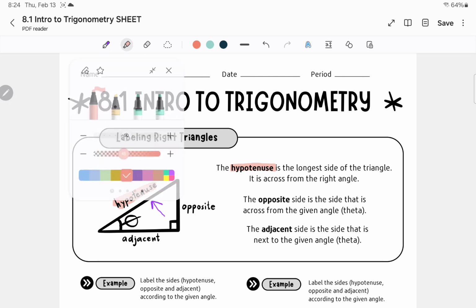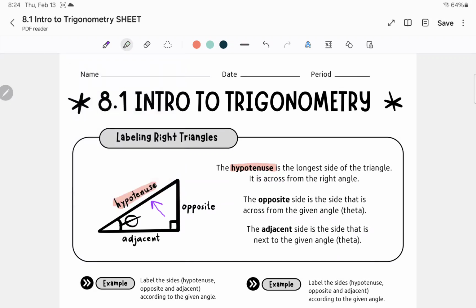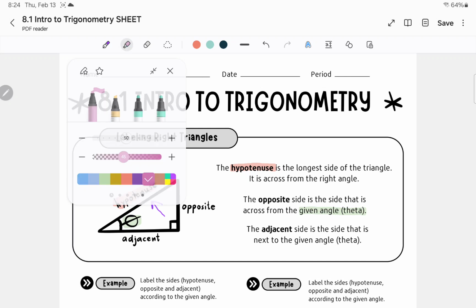All right, now let's talk about what theta means. Let's actually highlight it first. Theta is this symbol right here. And actually, let's highlight it over here too. So they're always going to give us an angle. That's going to be theta. And try to use a different color if you can.